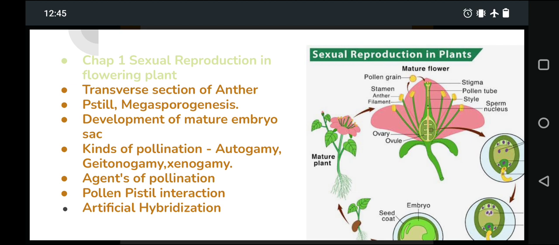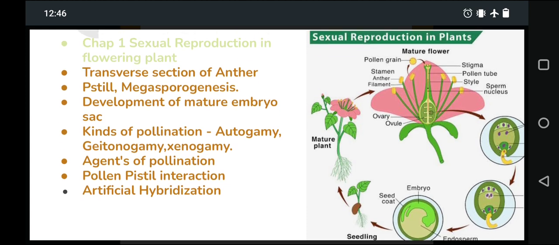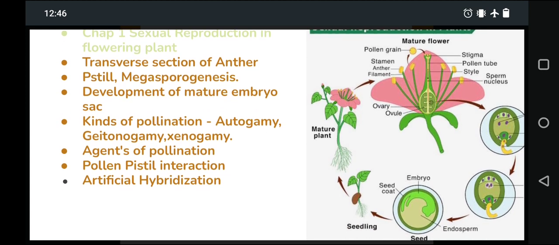Next to that, there are the special mechanisms for reproduction involved in sexual reproduction in flowering plants. Next to that, the agents which are important for pollination. You know which types of agents are involved in pollination. Next to that, pollen-pistil interactions and artificial hybridization. These are the important topics from sexual reproduction in flowering plants.